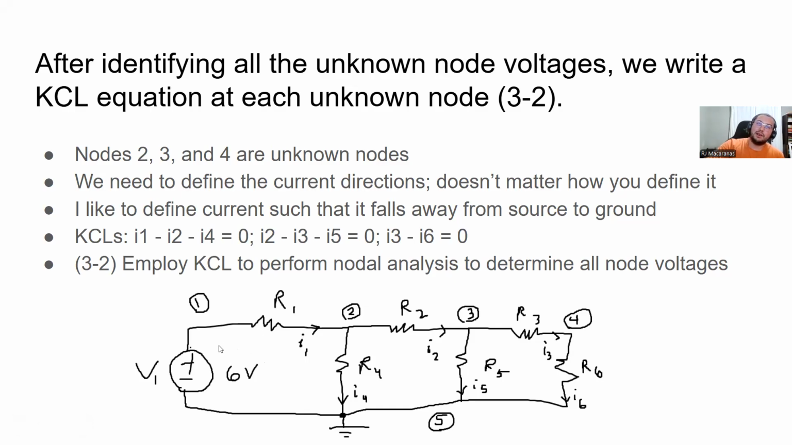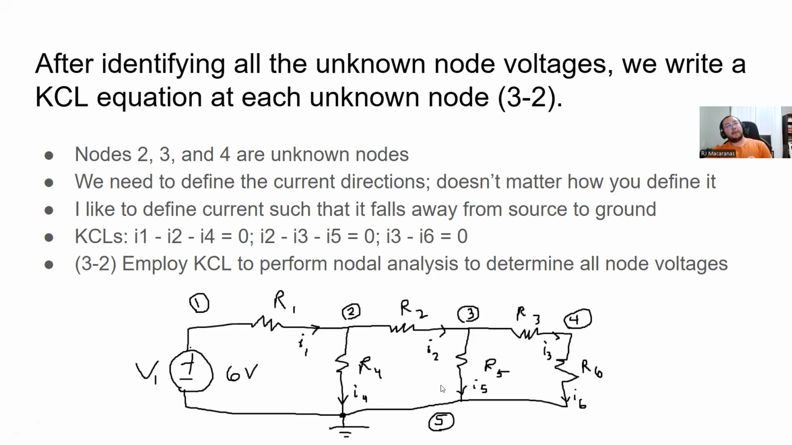So in this case, I1, right? You can imagine current pumping out of this voltage source and going through R1 because it has nowhere else to go. Then it's falling to ground through R4. It's also trickling down to ground through R2 and R5, and then through R3 and R6. They're all going down to ground.